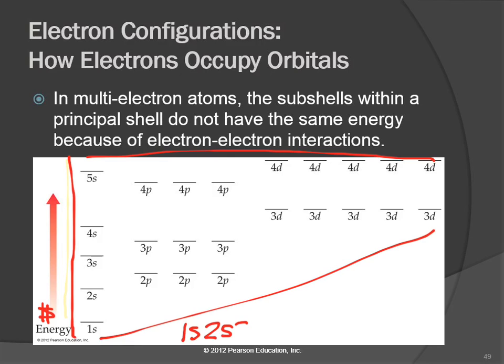1S, 2S, 2P, 3S, 3P, 4S, 3D, 4P, 5S, 4D. And this starts to look like a big old jumble at the end, doesn't it?